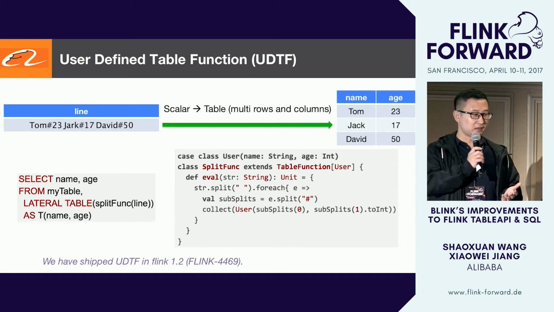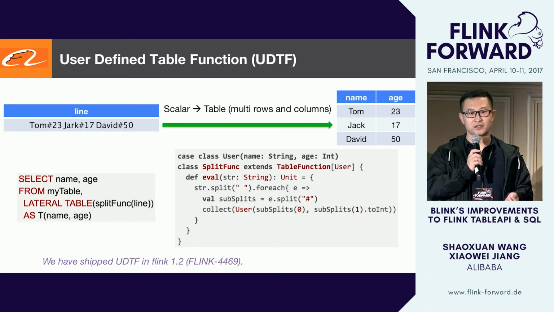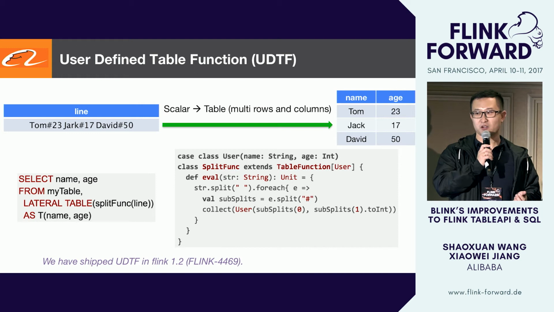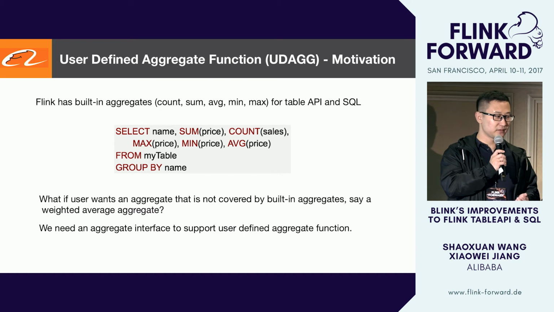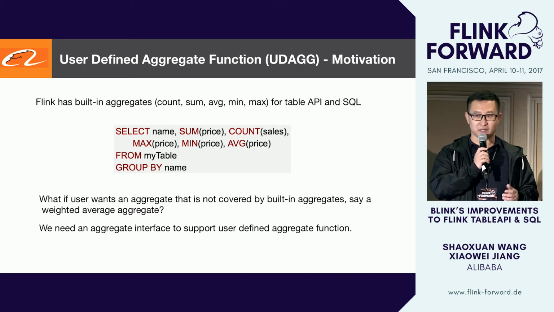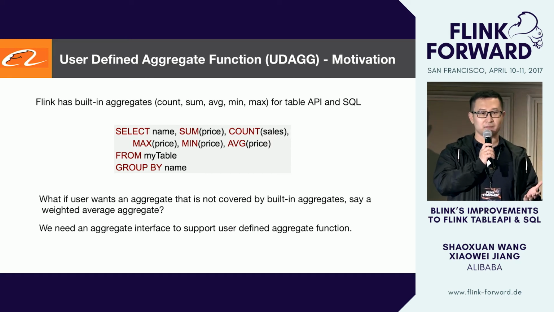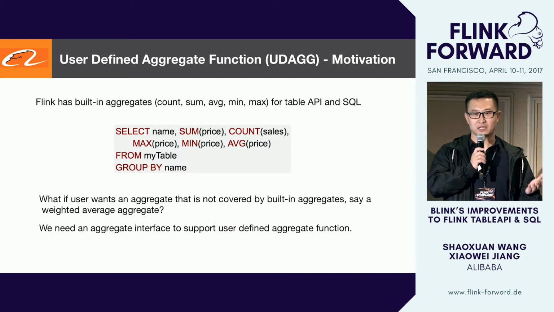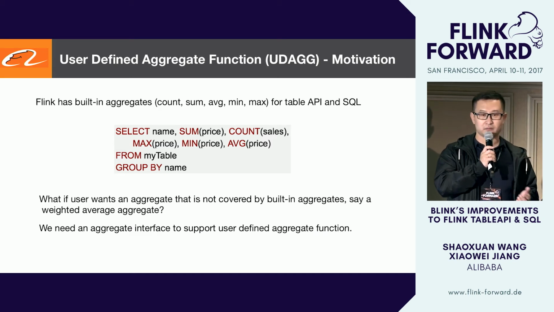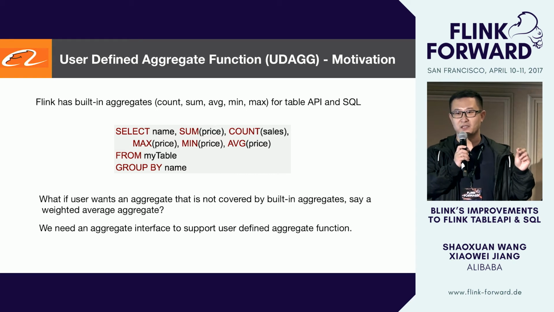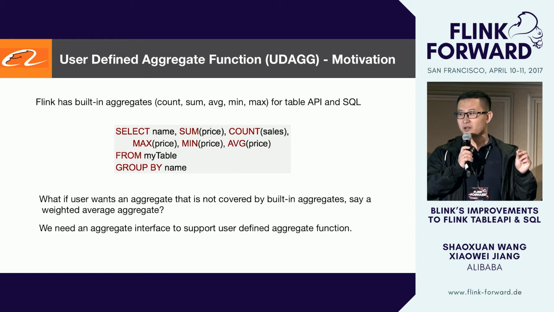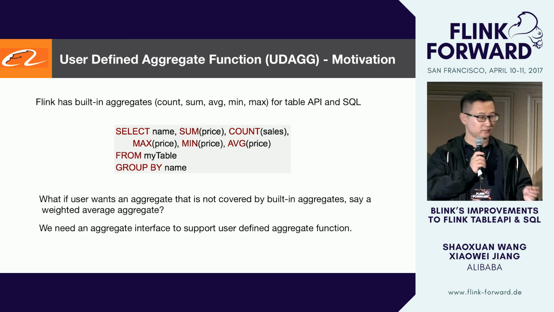Okay, now let's go to the UDAGG. UDAGG, as I mentioned, is a table to scalar. It's very powerful and very, very useful. Flink itself has built-in aggregates, like sum, average, minimum, maximum. But it's not sufficient, because imagine what if the user wants an aggregate that is not defined in the built-in aggregates? That means we basically need an interface to allow users to register a user-defined aggregate function.